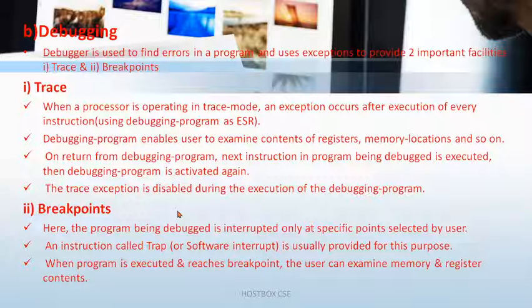Then breakpoints. Here the program being debugged is interrupted only at specific points selected by the user. An instruction called trap or software interrupt is usually provided for this purpose. Remember, when the program is executed and reaches a breakpoint, the user can examine memory and register contents. Breakpoints is one of the special kinds of debugging for some particular situations.